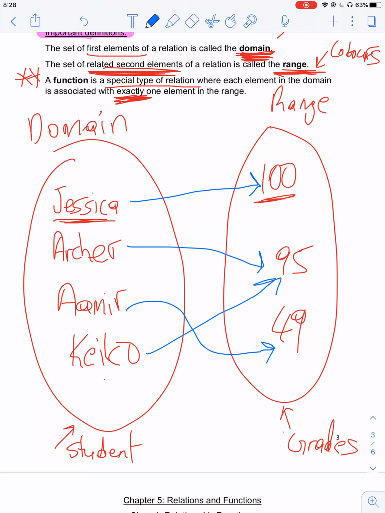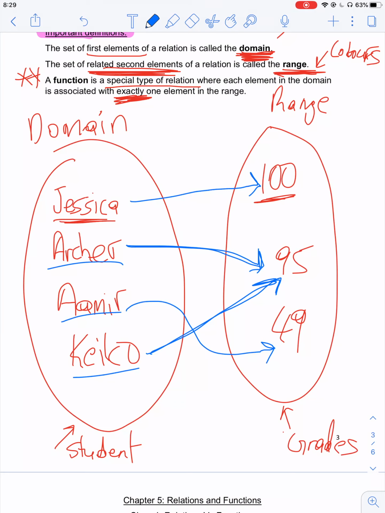Now, one thing that I'm going to point out: Archer got 95 on a test, Keiko also got 95. This is not a problem. A lot of students could get 95 on the test. But one student cannot get 95 and 100 at the same time. One student can only obtain one grade. So this is a function, because for each element in your domain, be that Jessica, Archer, me, or Keiko, we only have one grade.